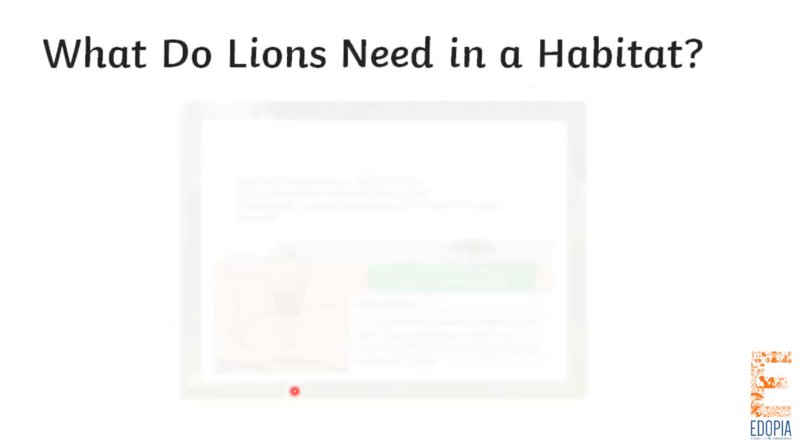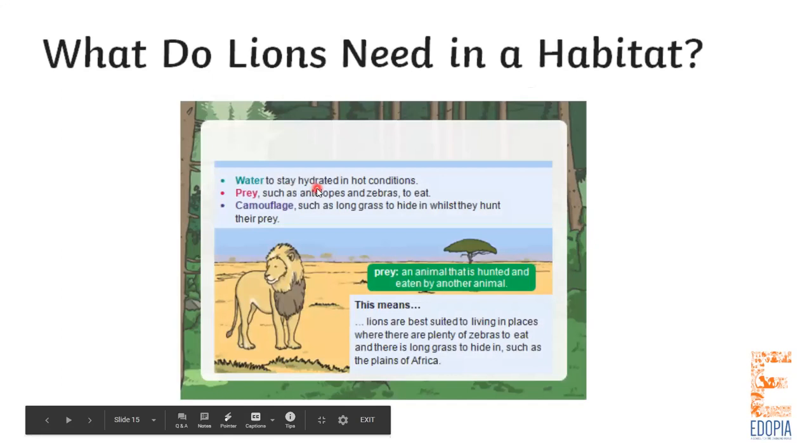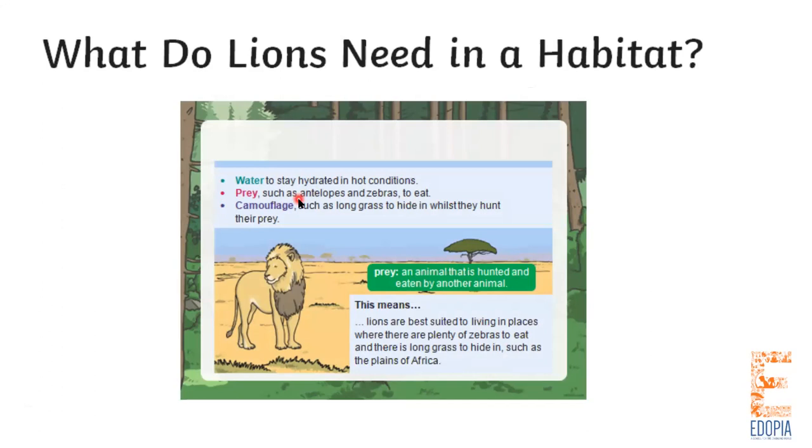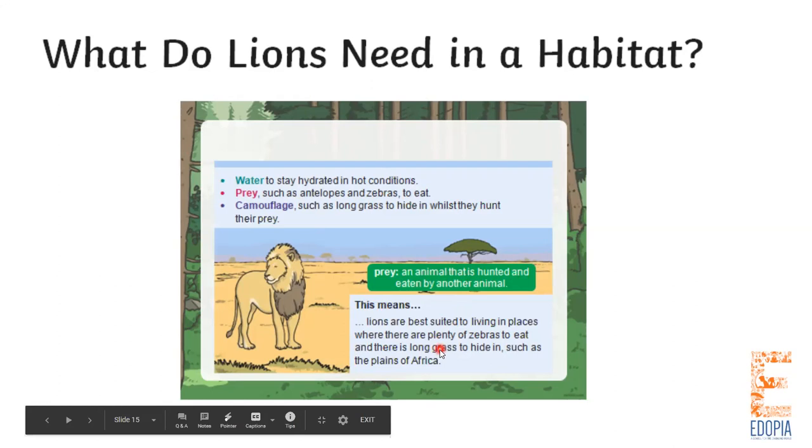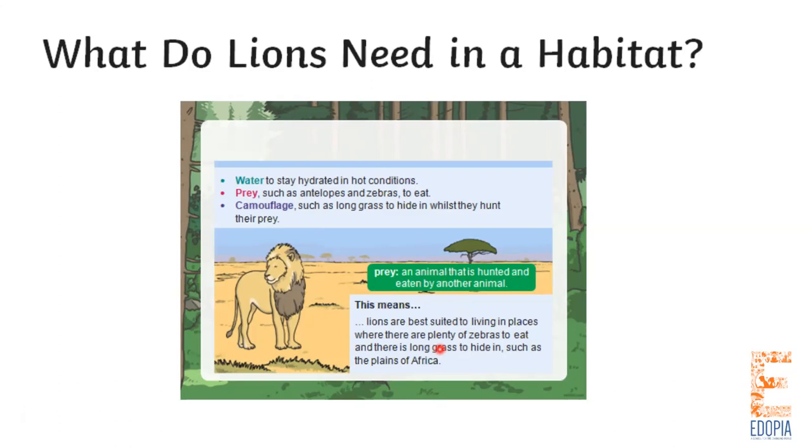So what do the lions need in their habitat? They need water to stay hydrated. They need prey, as they eat meat. So any prey that could be an antelope or a zebra to eat. They need long grass to hide in while they hunt for their prey. So a prey is an animal that is hunted and eaten by another animal. So this means lions are best suited to live in places where there are plenty of zebras and other animals to eat, and there is long grass that they can hide in. So a suitable habitat for them would be the plains of Africa or grasslands.